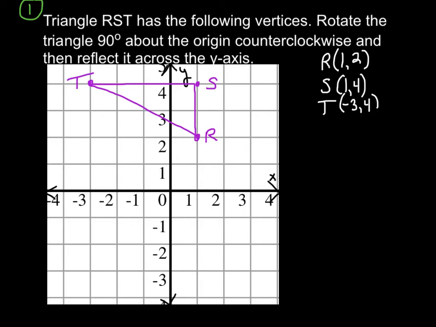We now need to rotate it counterclockwise 90 degrees. So if I rotate it 90 degrees, I'm going to use my little trick. For R prime, I take the opposite of the y and then flip them. So that'd be (-2, 1). So (-2, 1) is R prime. S prime is going to be (-4, 1). And T prime is going to be (-4, -3).